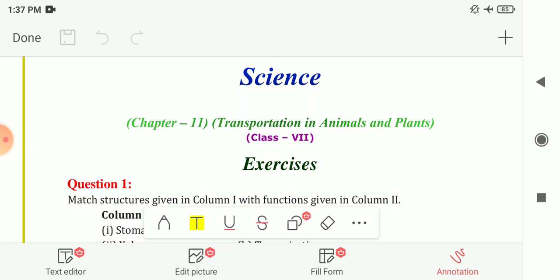So before starting the exercise, let me recall what we had seen in the previous videos of this chapter. We had seen that all organisms need food, water and oxygen for their survival. To transport these different substances in our body, there are some transportation systems like the circulatory system and the excretory system, which perform the function of transporting these different substances.